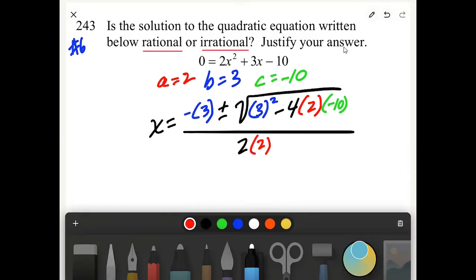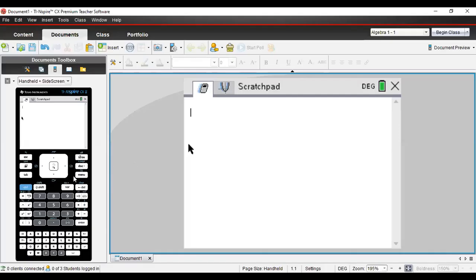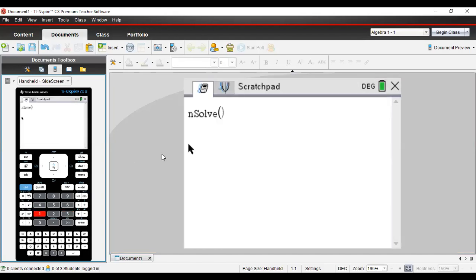Now, again, we're putting this just to show them that we know how to use the quadratic formula, but we are actually using insolve. We're going to insolve this. So let's go and get the calculator. So we're going to do menu 31. And then we're going to do 0 equals 2x squared plus 3x minus 10. And then comma x. Press enter. All right, there's our solution.